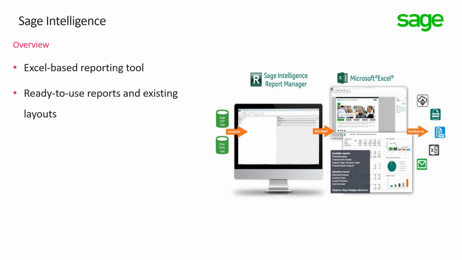Now, we have these ready-to-use reports and layouts, these existing layouts. By layouts, I mean, for example, in financials, an income statement layout or balance sheet. In sales, you might have one view of sales data versus another. But we've created these reports that are ready to use and available in Sage Intelligence Report Manager, which is right here. It's the interface by which you'll run all reports. We've built these, but you can customize them. You can change them. You can edit them to meet your particular business needs.